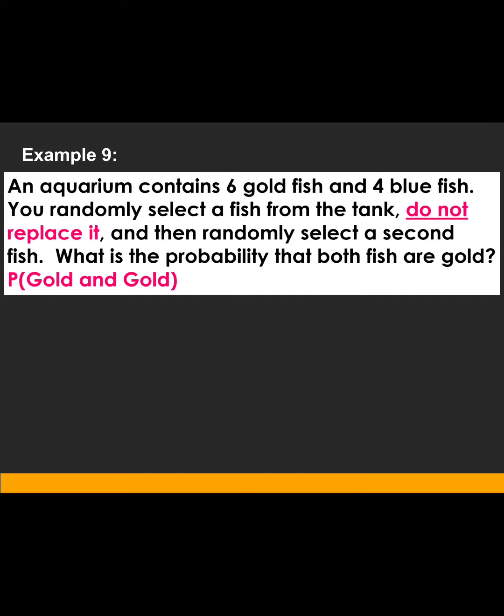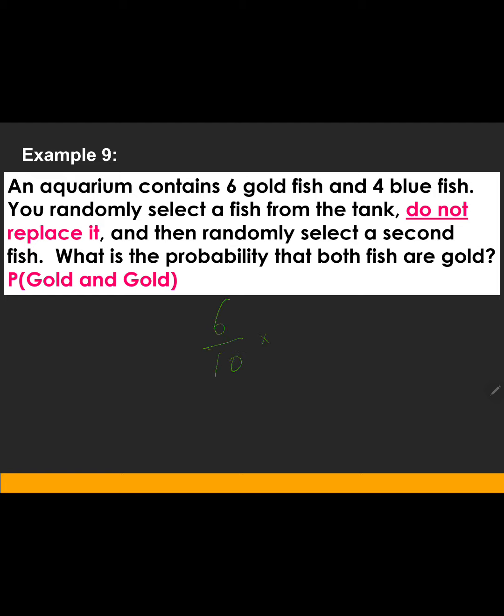طب another example so that I can just explain more. Okay, an aquarium contains 6 goldfish and 4 blue fish. You randomly select a fish from the tank and do not replace it, and then randomly select a second fish. What is the probability that both fish are gold? So gold and gold. In this case, the first gold is going to be 6 over 10.